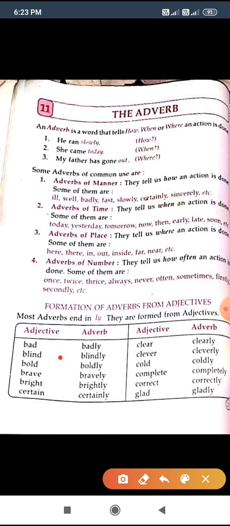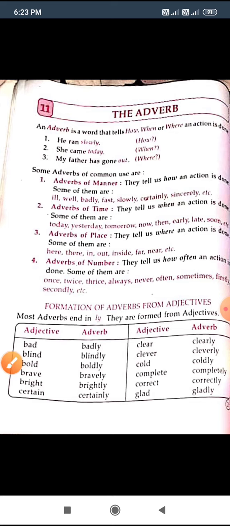Next, adverbs of time. They tell us when an action is done. Okay. Next, for example, today, yesterday, tomorrow, now, then, early, late, soon, etc. So these are the examples from the adverbs of time.